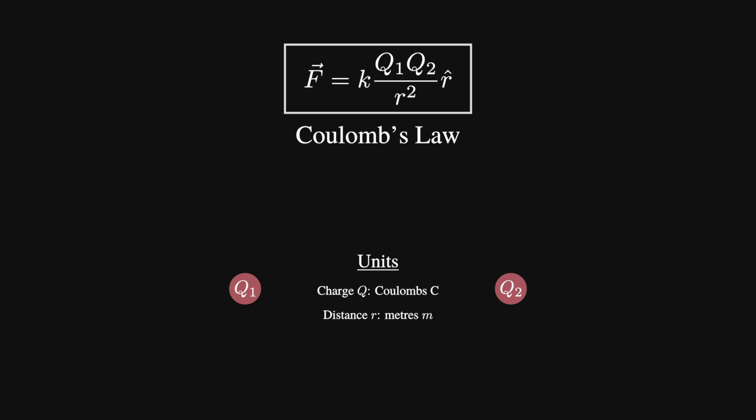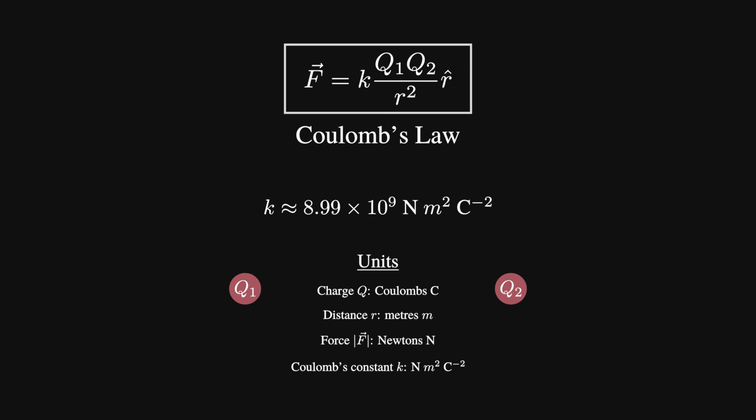Given the force is in newtons and the distance is in meters, we typically express the constant K in units Newton meters squared per coulomb squared. In these units, its value is approximately 8.99 times 10 to the power 9. All in all, this gives us the magnitude of the force. But as force is a vector, we also need to know its direction.